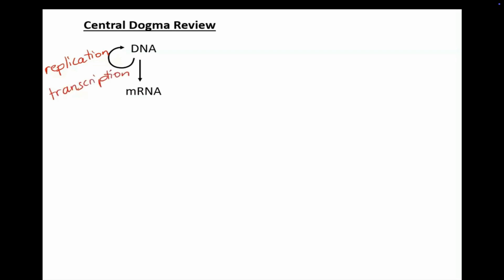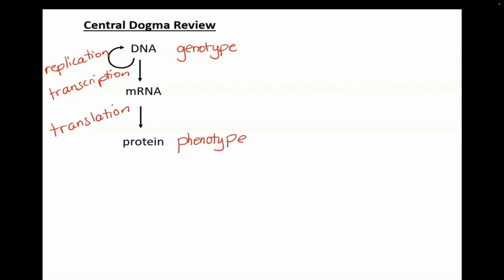And finally, that mRNA can get converted into protein in the process called translation. And it's the protein that actually does the work in the cells. These proteins can look very different depending on the DNA sequence or the gene that they originally came from. So in this way, we get from a DNA sequence, basically known as the genotype, into the phenotype, which is what the cell looks like or what the cell does, which is determined by the protein.